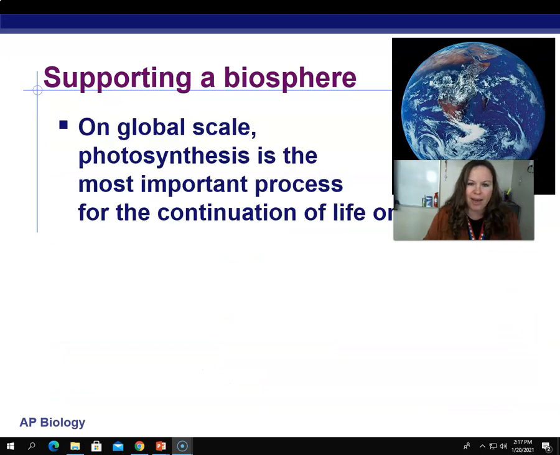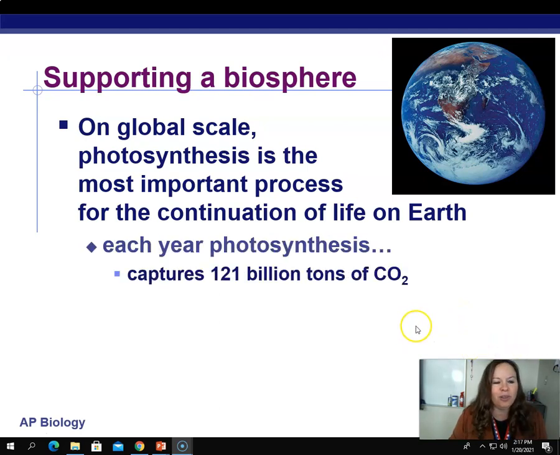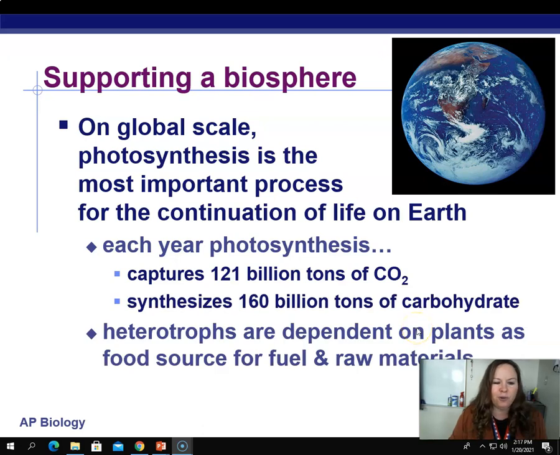So supporting a biosphere, looking at that on a global scale, photosynthesis is maybe the most important process for the continuation of life on Earth. Each year, photosynthesis captures 121 billion tons of carbon dioxide, whoa, and synthesizes 160 billion tons of carbohydrate. So we're all hungry, we all got to eat, right? So heterotrophs are totally dependent on plants and other producers for their food sources, fuel for raw materials and all kinds of stuff. Not even to mention for breathing, right? Oxygen.